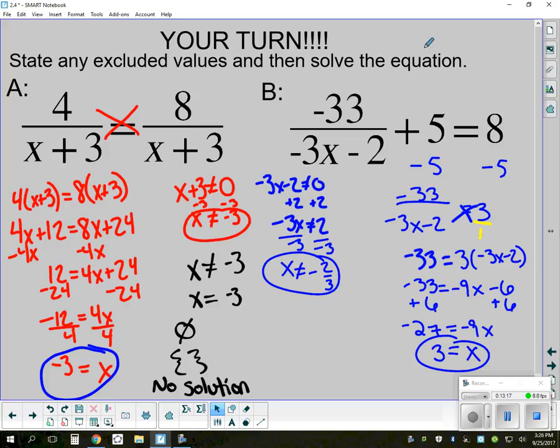Okay, check out B. I moved the 5 over, and then I cross multiplied by putting the 3 over 1. My solution is 3. My excluded value is negative 2/3. Check your answers, see if you have what I have. If not, correct them, and then go ahead and move on to the rest of your packet.